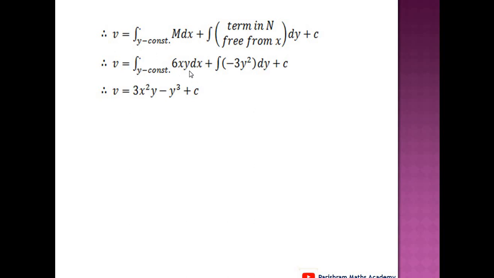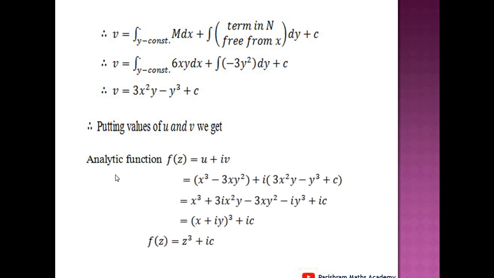Therefore, v equal to integration of 6xy dx plus the term free from x in N, nothing but minus 3y square. Then by integrating, the integration of x is x square upon 2, the 2 cancels, and therefore 3x square into y minus integration of y square is y raised to 3 upon 3, the 3 cancels, that is y cube, plus a constant. We get the value of v, and therefore putting the values of u and v we get the analytic function f of z equal to u plus iv.